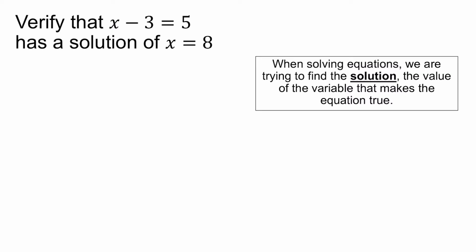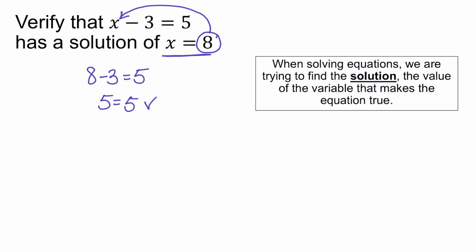So how do we make sure that a solution that we found is correct? Well, let's verify that x minus 3 equals 5 has a solution of x equals 8. To verify that a solution is correct, you plug this number back into your equation, everywhere you see the x. So we plug that in and we get 8 minus 3 equals 5. We need to check whether that's true. Well, it is true because 8 minus 3 is 5. And so we get 5 equals 5, which is a true statement. So that's how we know that x equals 8 is the correct solution.